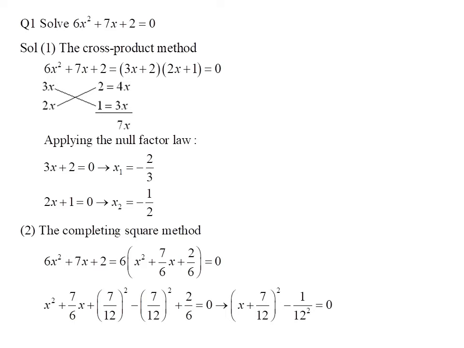The next step is to add a constant, which makes x squared plus 7x over 6 a complete square. You may recall the constant we need is half the linear coefficient, then squared. In this case, it is 7 over 12 squared. After combining the constant terms, it is equal to 1 over 12 squared.